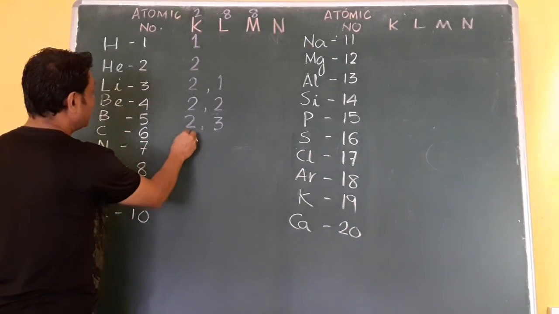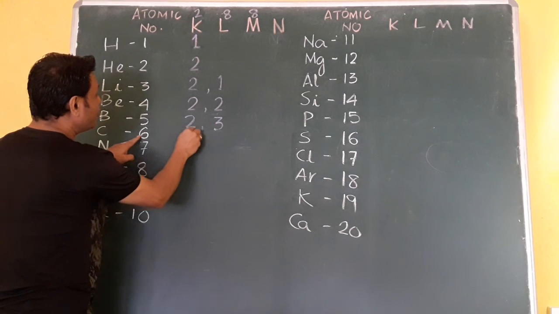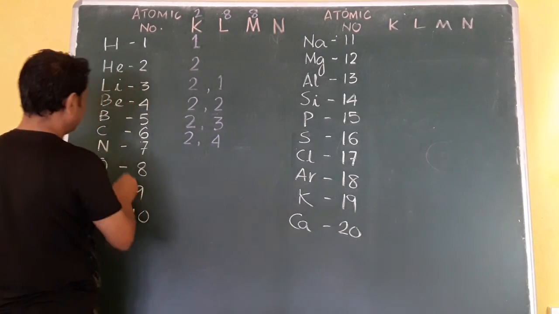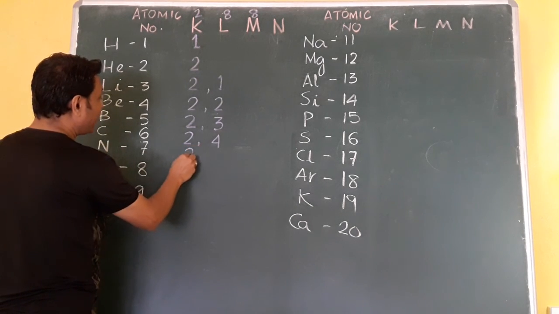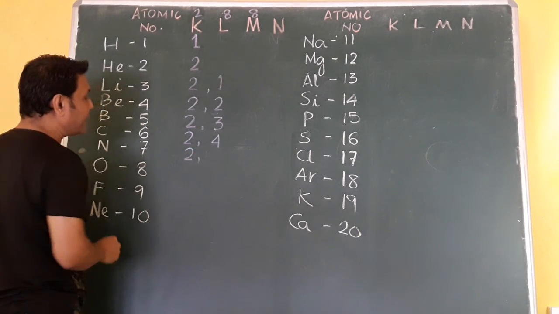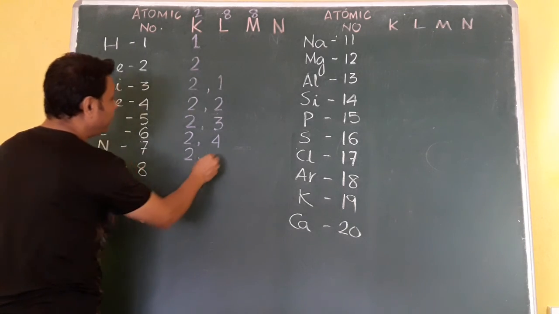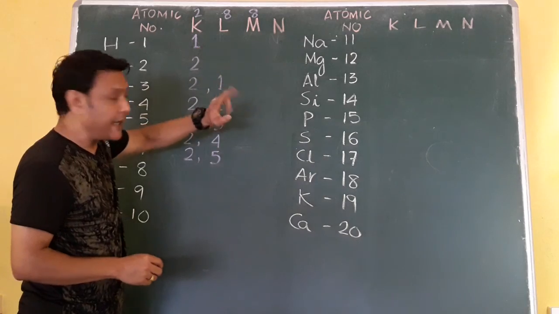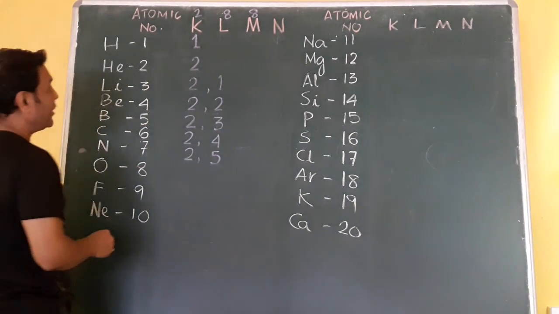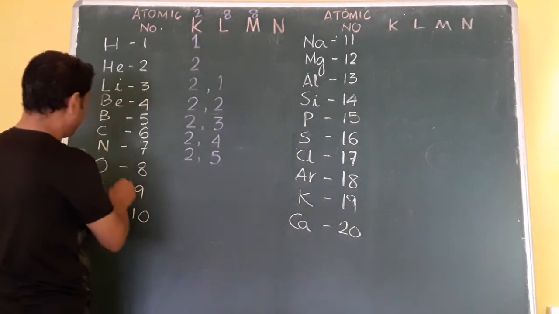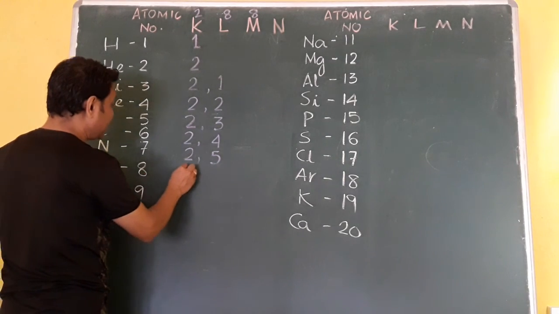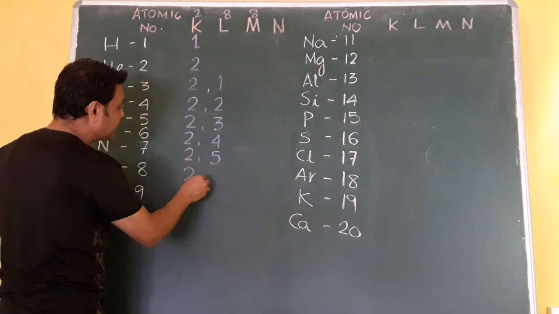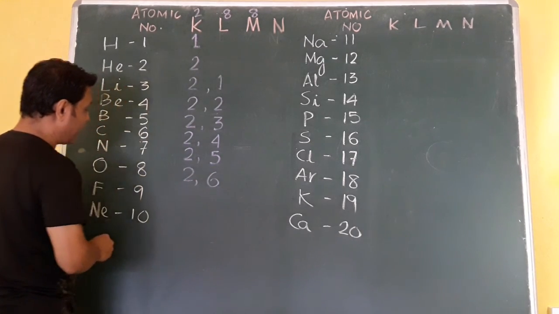Now we come to carbon. Out of 6 electrons, 2 in the first shell and remaining 4 in the second. Nitrogen, similarly, out of 7 electrons, 2 in the first shell and remaining 5 in the second, because maximum you can have in the second shell is 8. So the remaining 5 will accommodate in the second shell. Oxygen, atomic number is 8. So in the first shell we'll have 2 and the remaining 6 in the second shell.